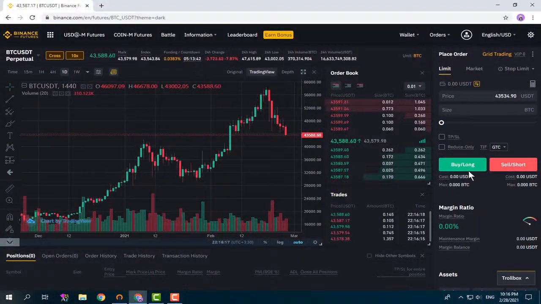Alright, now let's see how we place orders and what kinds of orders we have here in Binance Futures. This part is a little similar to the spot trading platform, but there are lots of differences with additional functionalities, and also the process of placing orders and managing them is totally different from the spot market.